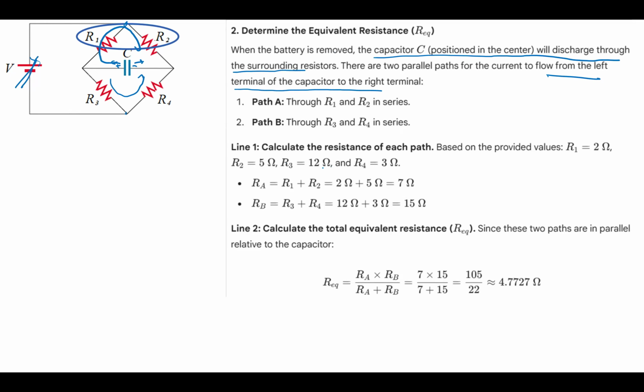Okay, so let's say this is RA. R1 plus R2 is 7 ohm. This RA, RB is given by this one. These two paths, RA and RB, are in parallel relative to the capacitor, such that the equivalent resistance is going to be like this.